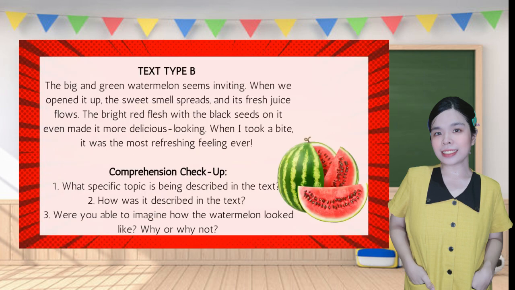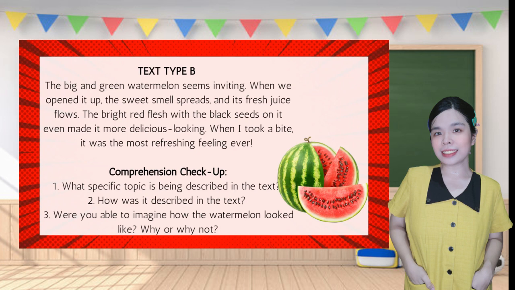Okay, now let's proceed to another text type, which is the text type B. The big and green watermelon seems inviting. When we open it up, the sweet smell spreads and its fresh juice flows. The bright red flesh with the black seeds on it even made it more delicious looking. When I took a bite, it was the most refreshing feeling ever.